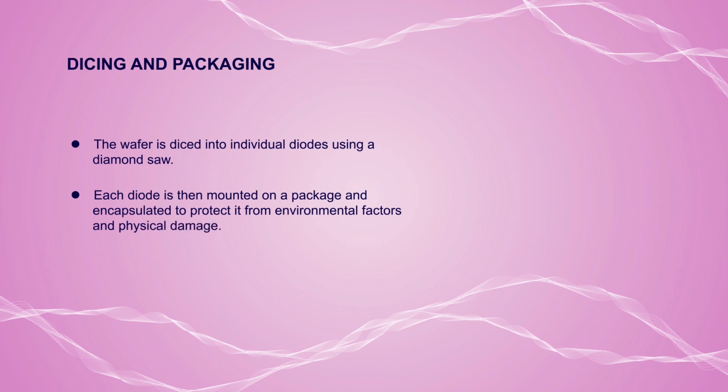physical damage. So, once the diode is formed, it is packed so that it can be protected from environmental factors and physical damage. As we know, until the diode is connected to the circuit, it should be handled very protectively, or we have to protect it from external damage. So, it is packaged in that manner, so that any environmental factors do not affect the working of the diode.